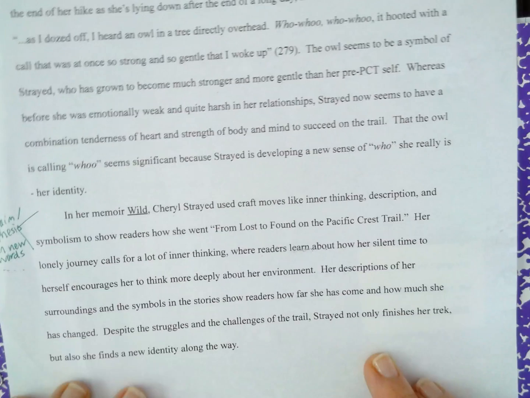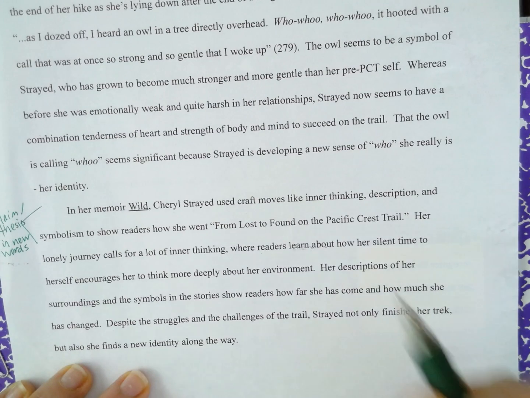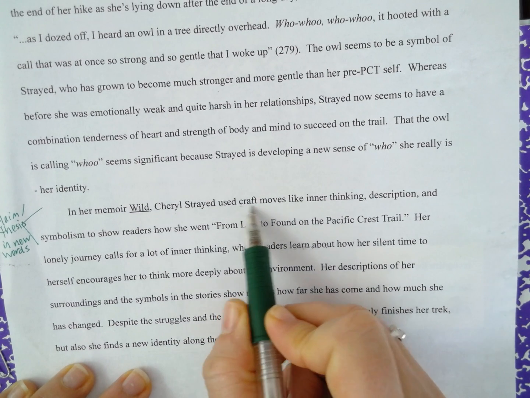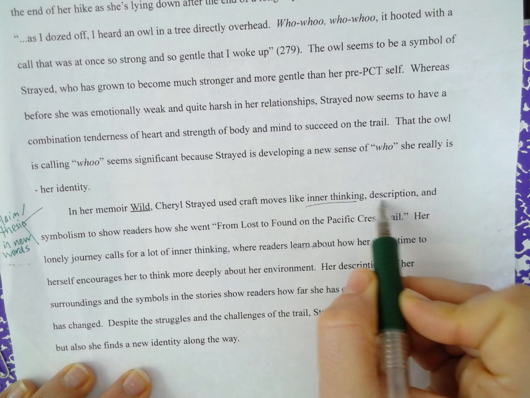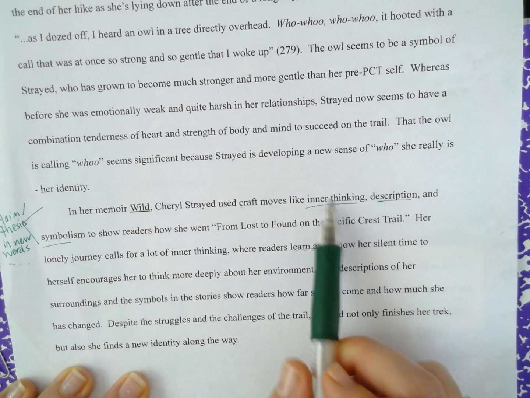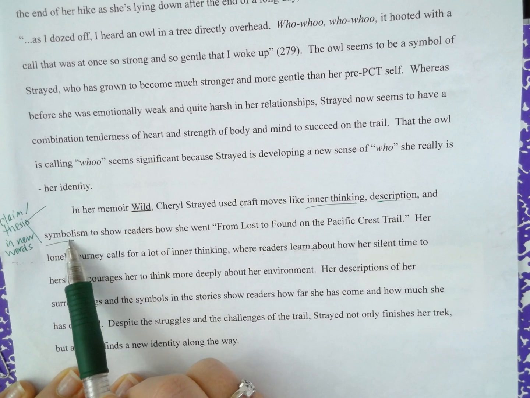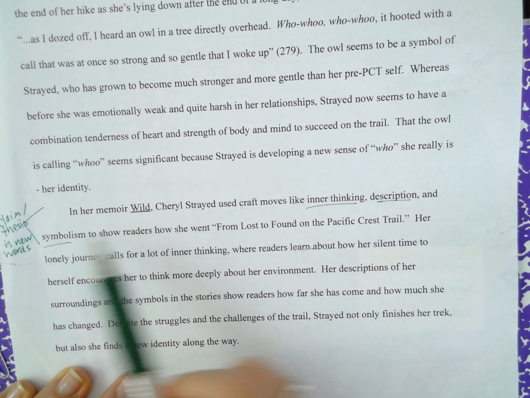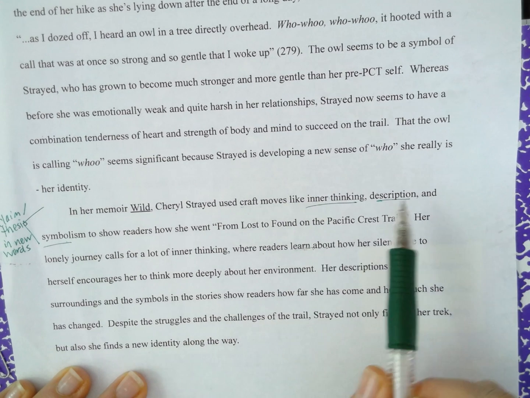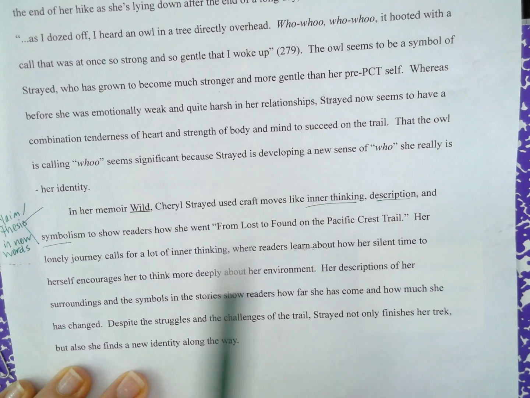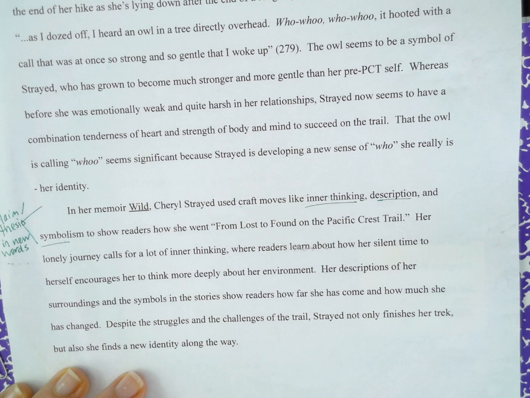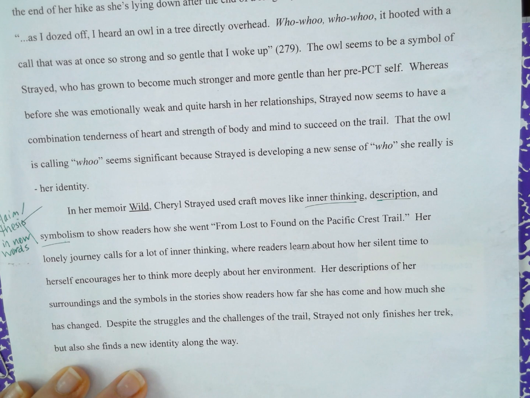Notice how I used a lot of similar language that I've already used before. Like I'm using the language craft moves, and then I'm naming each of those craft moves. These craft moves appear in the same order that they appeared in the body paragraphs. So this inner thinking is body paragraph 1, description is body paragraph 2, symbolism is body paragraph 3. It's all about the order, and the order has to stay the same every time.